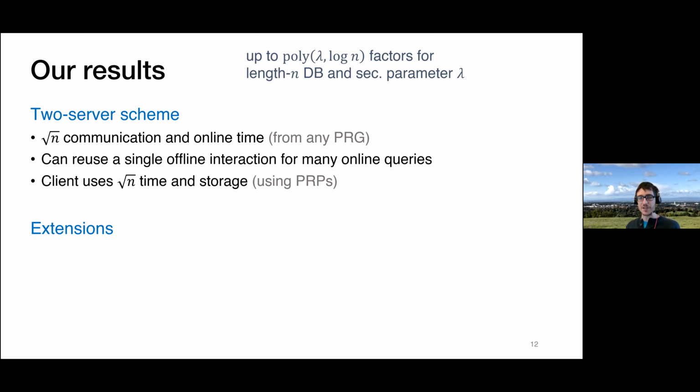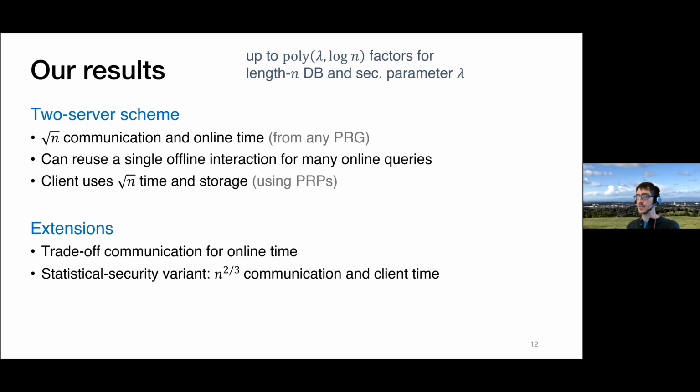There are also several extensions to our protocols that I want to briefly mention. First of all, this square root n communication, square root n online time is just a single point on a trade-off curve that we can achieve. You can trade off communication for online time and vice versa, and one setting is just to set both of them to square root n. I also mentioned that we have a statistical security variant that doesn't use any computational assumptions, but this requires more client resources, both communication and time.